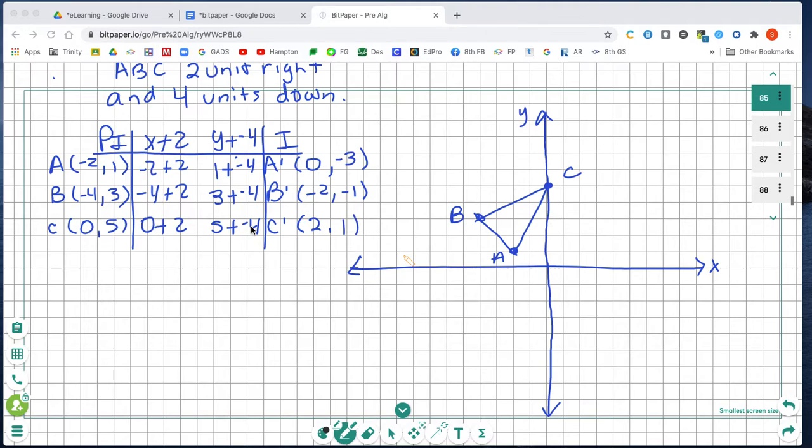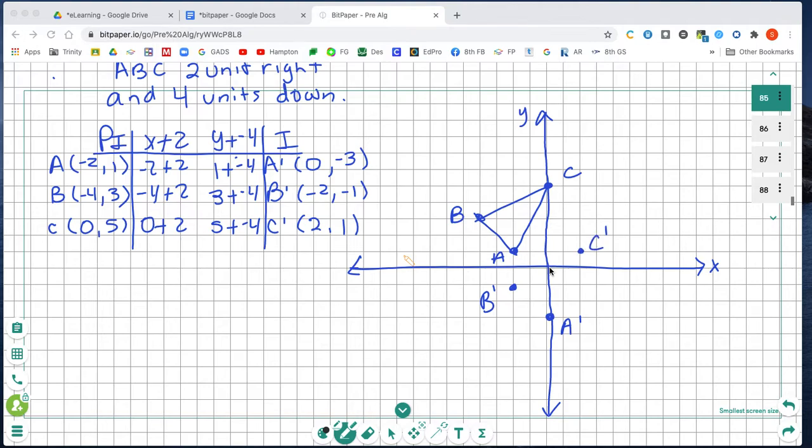Now we're going to go ahead and graph (0, -3). That is going to be our A prime. And then (-2, -1) is going to give us our B prime. And then (2, 1) is going to give us our C prime.